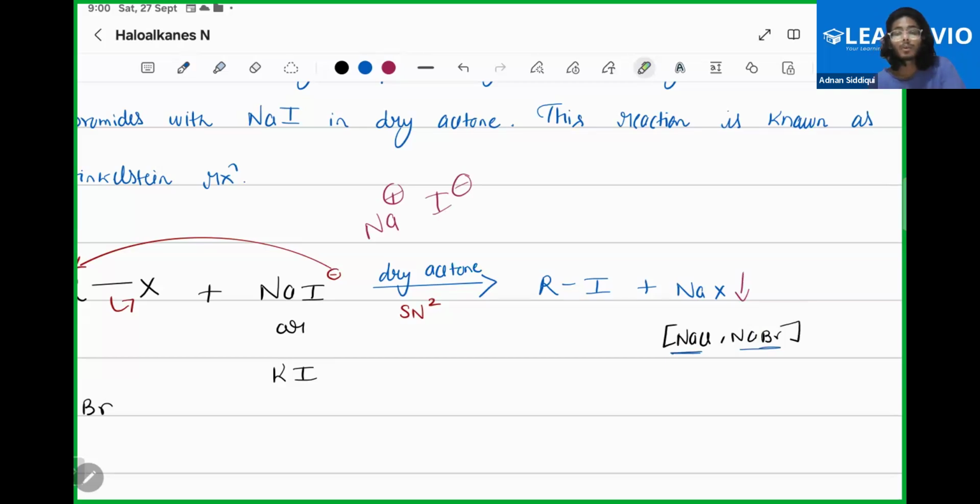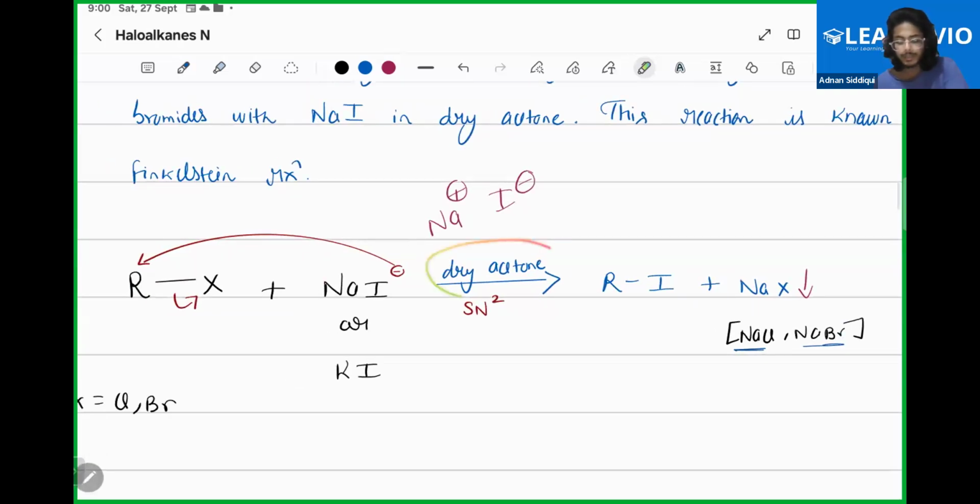The question they might ask you from this topic is why we are using dry acetone. And this is a simple SN2 reaction. What is an SN2 reaction? Can you tell me? Simple attack from the backside and substitution of the leaving group. One step reaction, Walden inversion. Okay. Now you can use either NaI or KI.